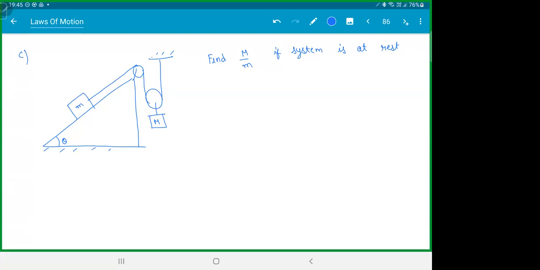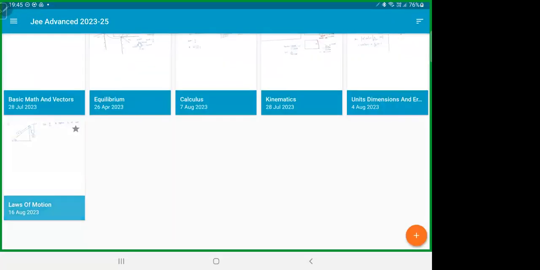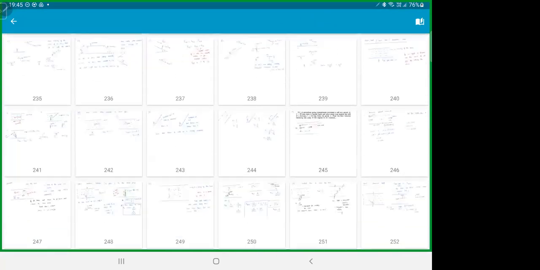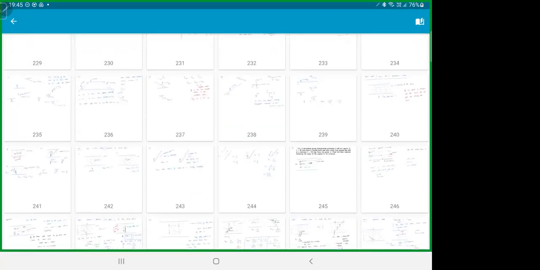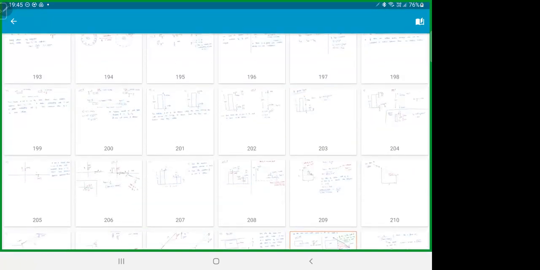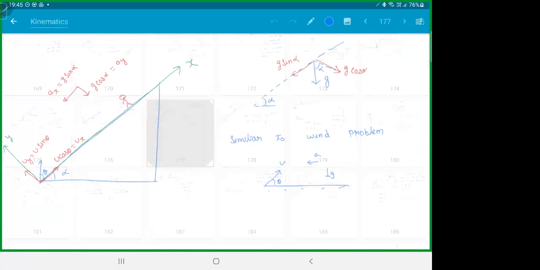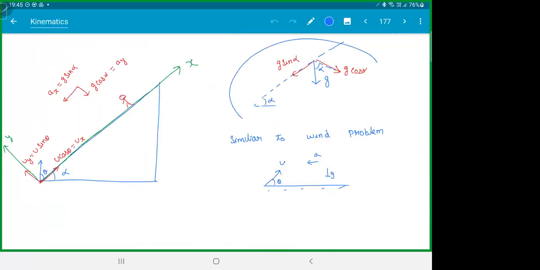Here you have to take components. And these components, where did we learn? You guys did this thing, you just don't realize maybe. We learned it in kinematics. Where in kinematics? Projectile on inclined. I taught you how to divide components, mg cos alpha and mg sin alpha.